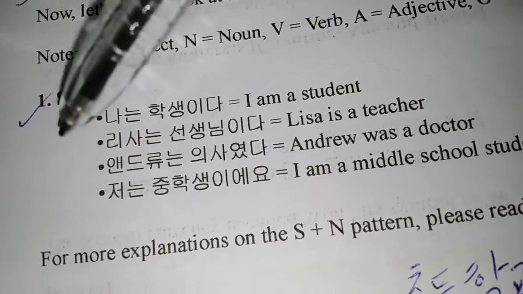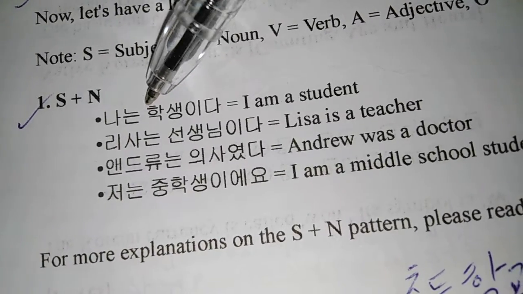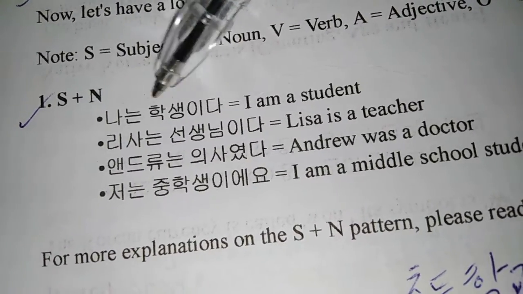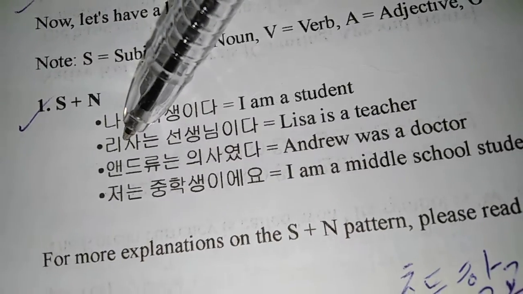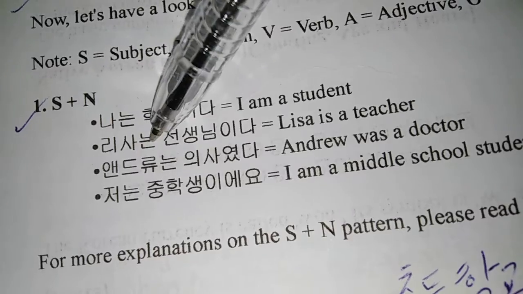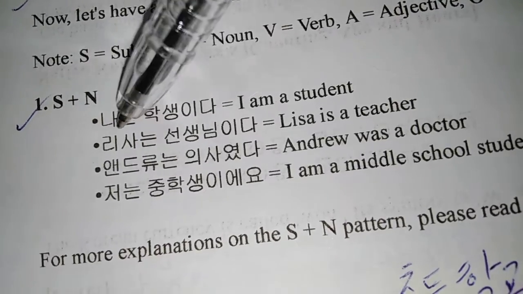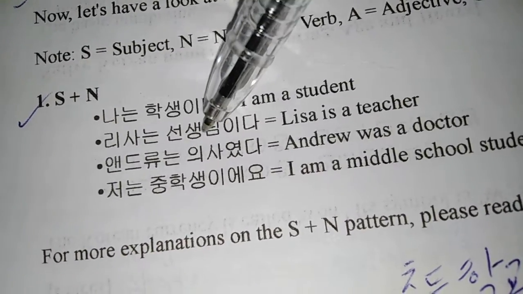So 나는 학생이다. I am a student. 학생 means student. 리사는 선생님이다. Lisa is a name here, and once again, you can think of 는 as "is" here. So 리사는 선생님이다.